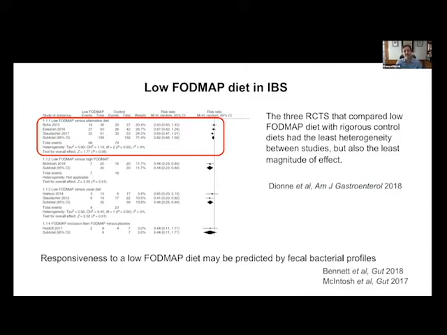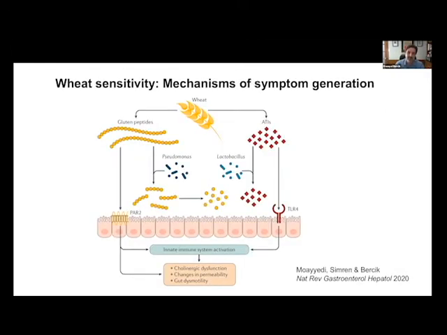Several studies also noticed that responsiveness to a low FODMAP diet may be predicted by fecal microbial profiles, and actually our group, in collaboration with a group at Queen's University, studied this, and we think that the production of histamine by bacteria can be responsible for that.